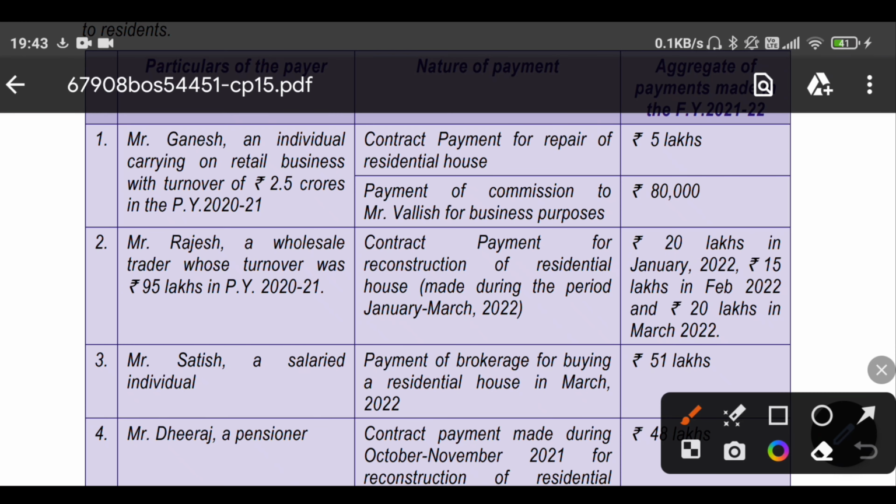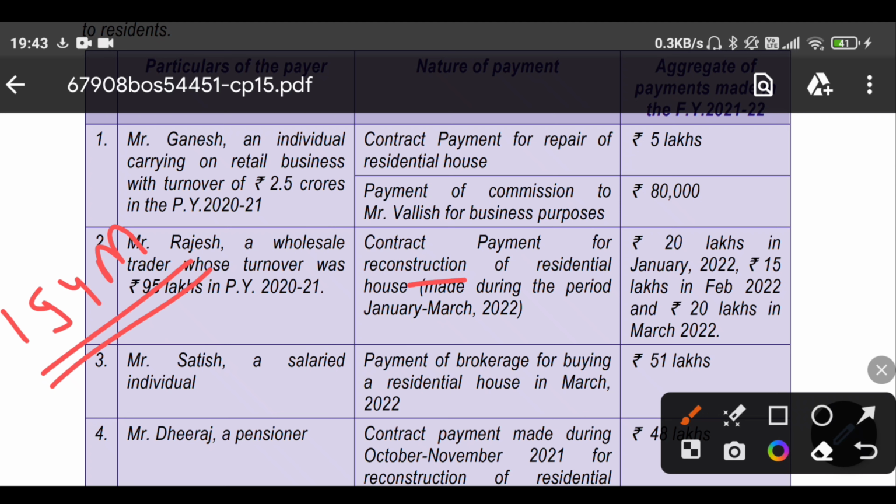Next case is Mr. Rajesh, a wholesale trader whose turnover is 95 lakh in the previous year. So turnover is up to 1 crore, so 194M will be applicable. 194C and J will not be applicable because turnover is up to 1 crore.